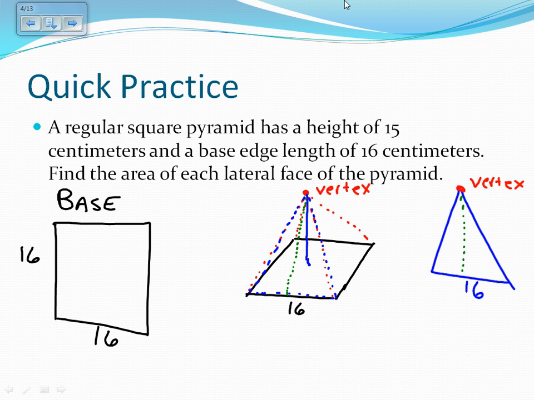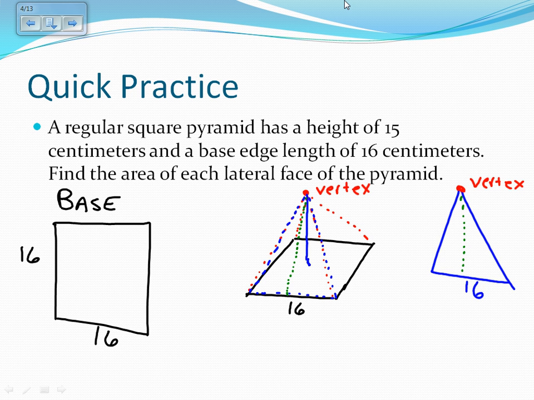Let me just say it one more time. We took the blue piece, we drew it in the flat version. So we went from 3D land back to 2D land. The vertex, once again, is still at the top. The 16 is still the base. But in order to find the area of the triangle, we need the base and the height. The green line is my height. It goes from the middle of the base all the way up to the vertex. So you see that this green line is the same in 2D land and 3D land?